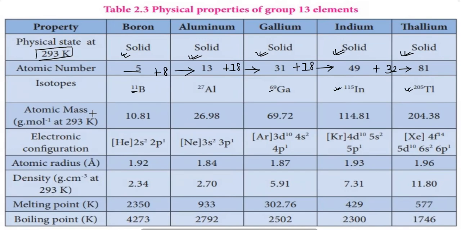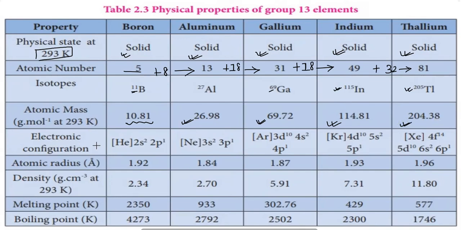Next, atomic masses. For boron it is 10.81, and 11 also, which is an isotope of boron. So 10.81 is the atomic mass. Next, aluminium 26.98. Next, for gallium 69.72. For indium 114.81. For thallium 204.38.